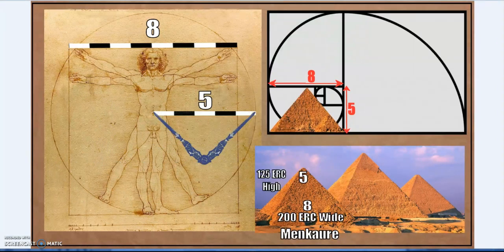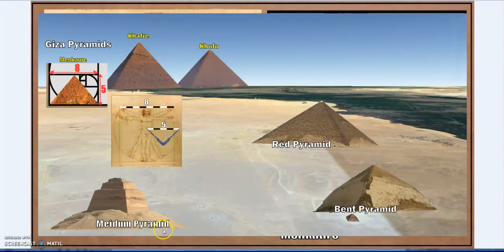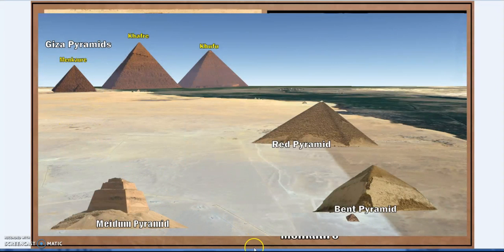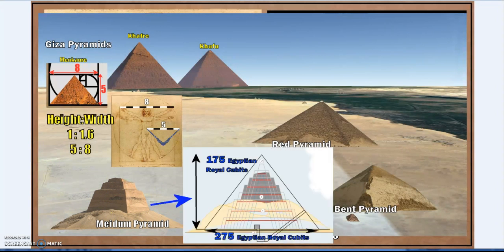Which brings us back to the pyramids of Giza. So the Menkaure pyramid, an 8 to 5, as we see there in the Vesica, as also in the Fibonacci spiral, Fibonacci sequence, as is seen in Vitruvian Man. Well, how does this link up? Well, so Menkaure's pyramid is 8 to 5 ratio. If the height is 1, then the width is 1.6, or 5 to 8. Now we also have the pyramid of Meidum.